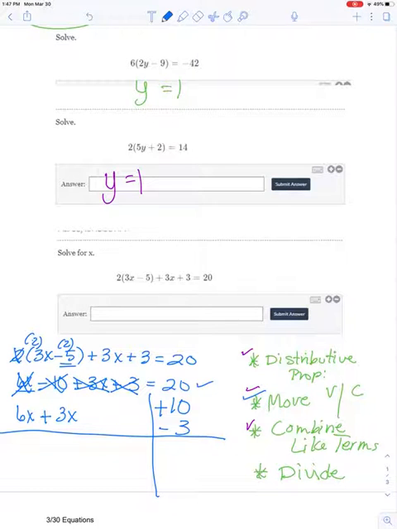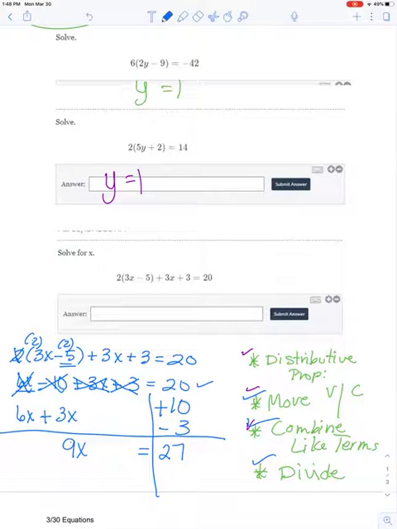Okay, so now let's combine our like terms. 6x plus 3x, 6, 7, 8, 9. So we get 9x equals. Now we have to do 20 plus 10, which is 30, minus 3 is 27.